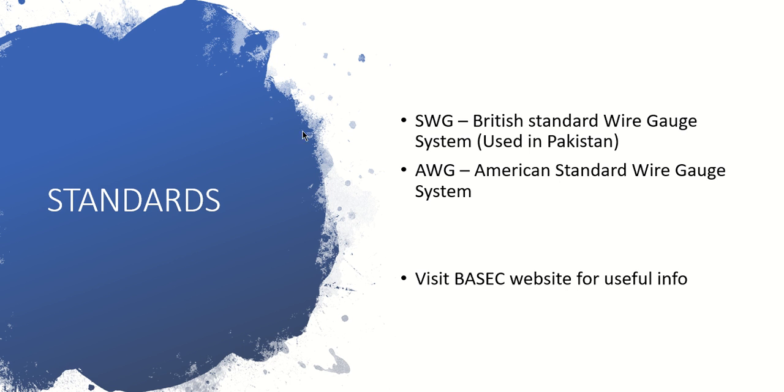We have two basic standards that are used. One is the British Standard Wire Gauge System, and the other one is the American Standard Wire Gauge System. The first one is prevalent in Pakistan and in industry, and the British Standard System is used for the measurement of cables. But let me tell you that AWG is more popular all around the world, and SWG is being phased out, and is being used only in Britain and some other colonies of Britain like Pakistan.